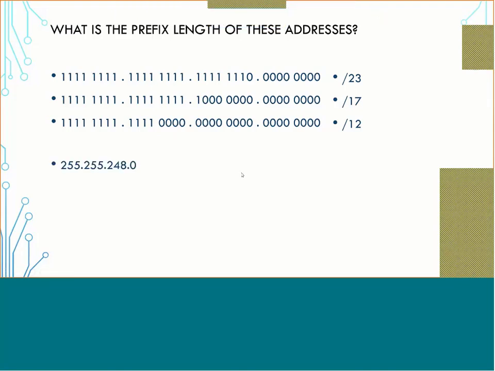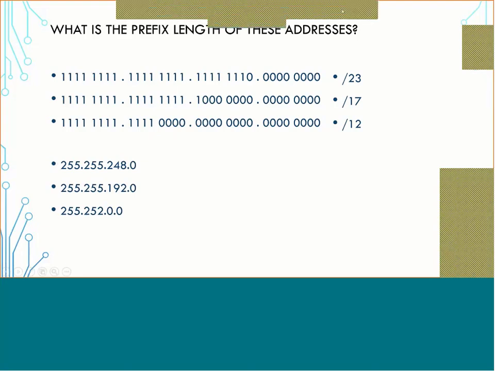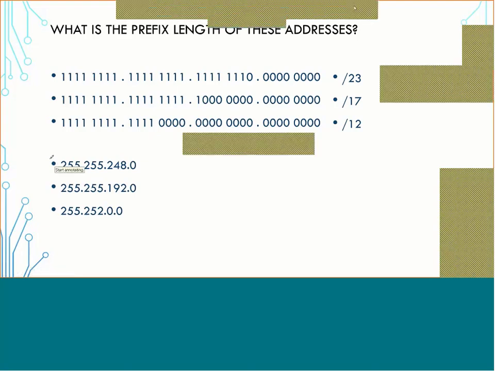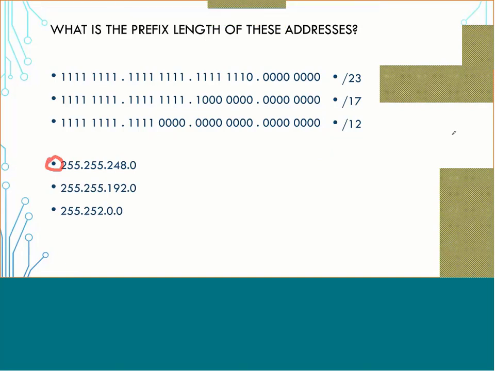All right, so what is the binary, or what is the prefix length for this one? 255, 255, 248. So prefix length for 255, 255, 248.0, this one. When in doubt, bid it out, right? You might need to bid it out.